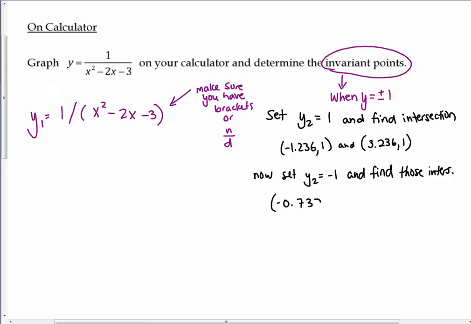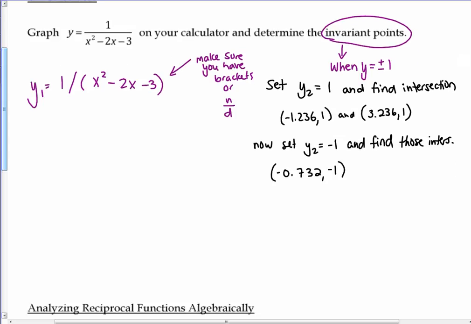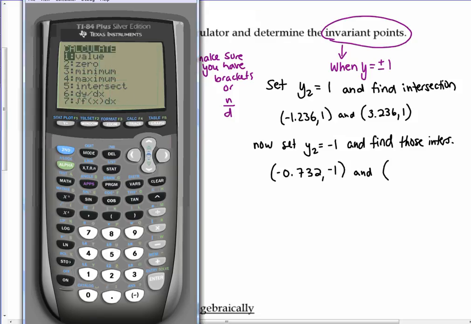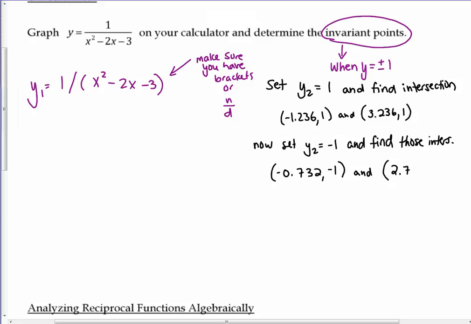Negative 0.732, comma, what? Negative 1 and is it 3 point something? No. 2 point something? 2.732? Okay, so there's your 4 answers. All 4 of these are our invariant points. Okay?